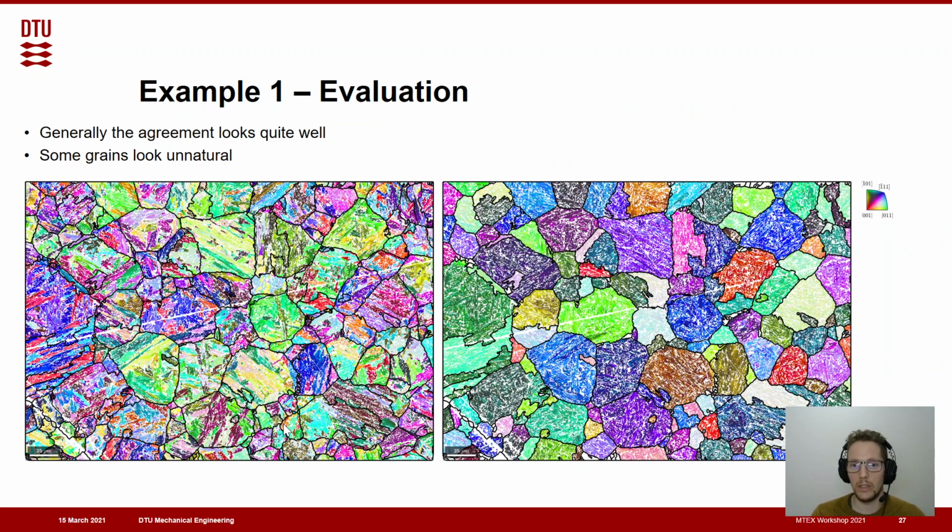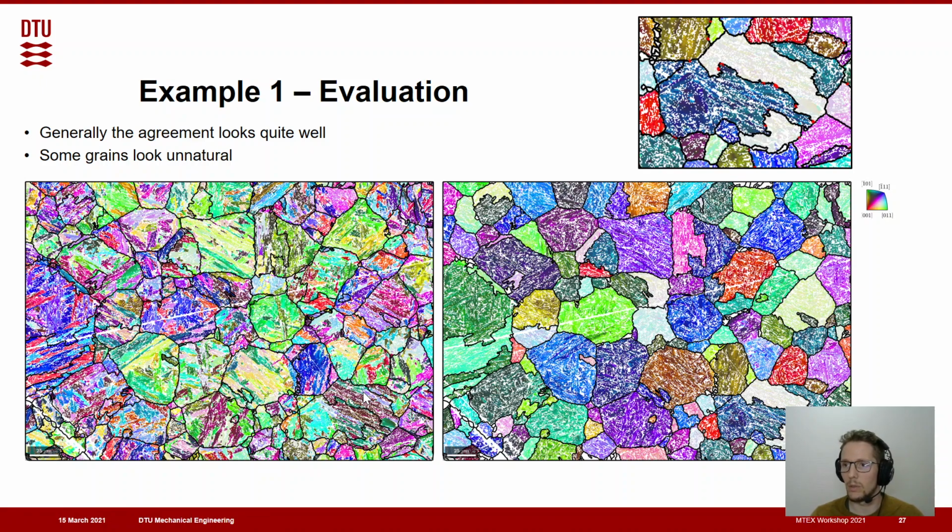So generally, I think the agreement, if we now look at the martensitic grains and the parent grains, is quite good. But we also see that some of the grains still look quite unnatural. We could, for example, look at this grain down here, which is from this area. We can see that we have a dark blue area and a dark blue area separated by a white area. And in red, you can see I marked what is a twin orientation relationship. So here we actually have a twin orientation relationship between those two.